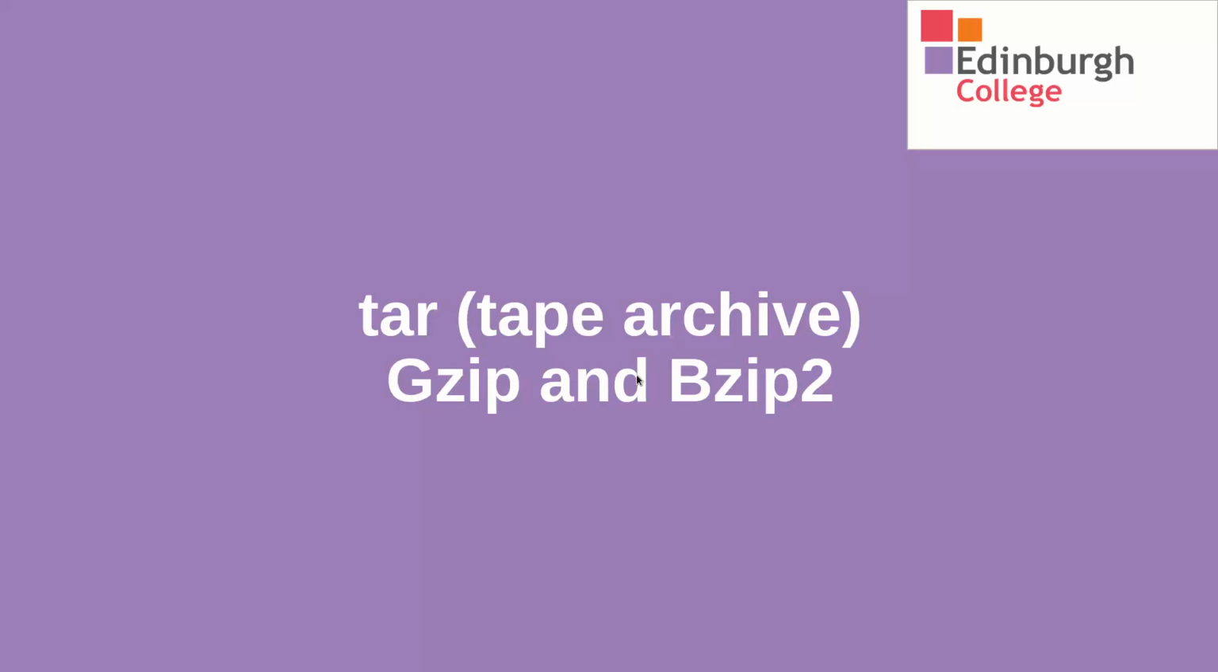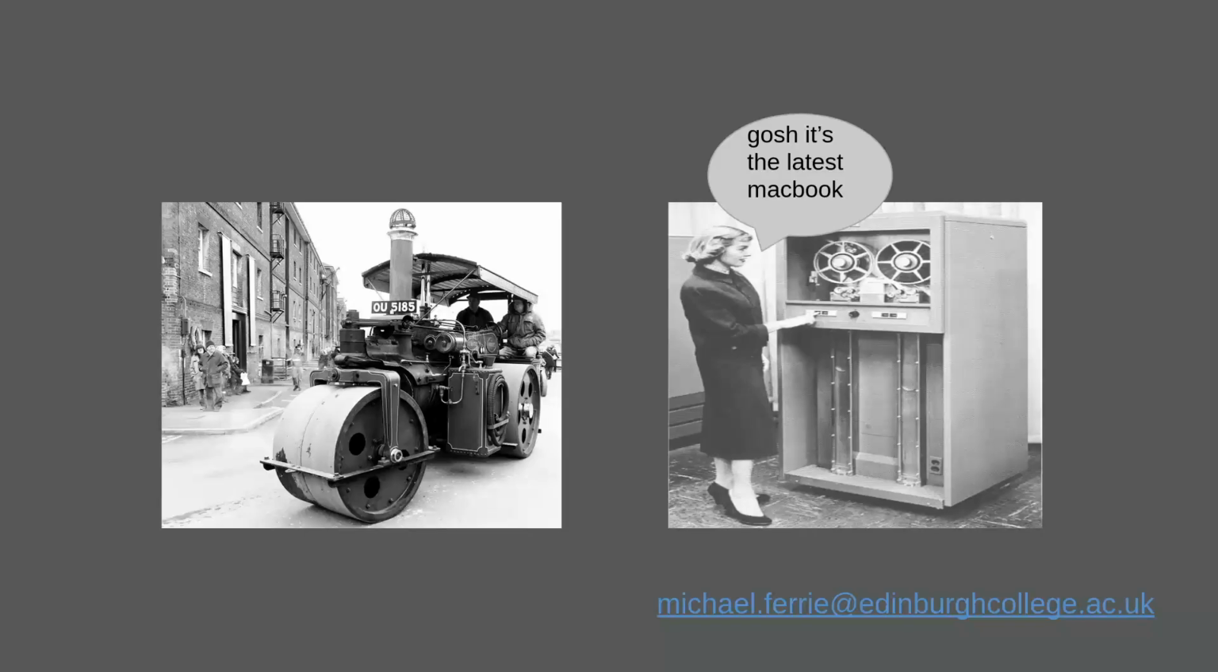Tar is the first thing. Now we've probably talked about this already in network security concepts, or definitely we've talked about zip before. So we're just going to look in a little bit more detail into this program. So tar, tape archive, and gzip and bzip2. Fun names, aren't they?